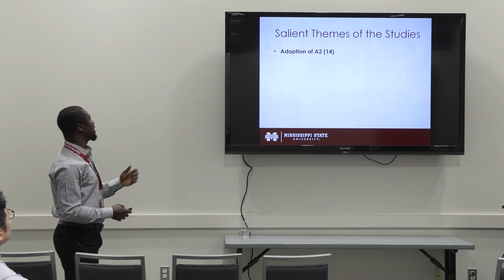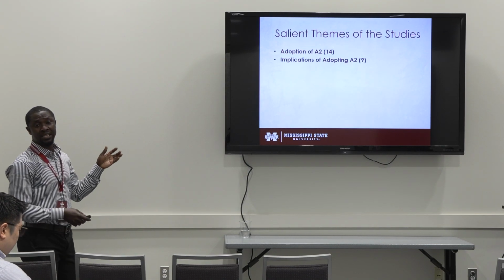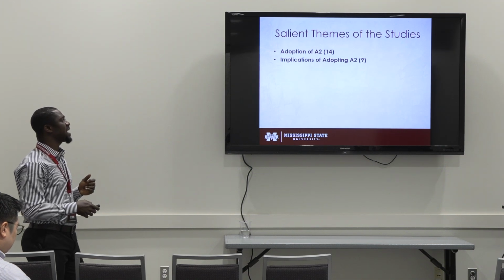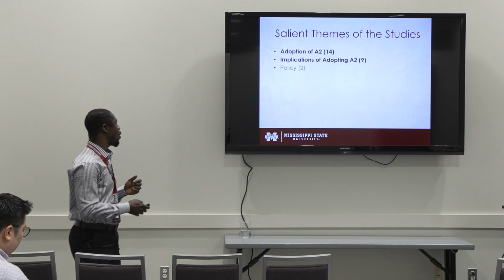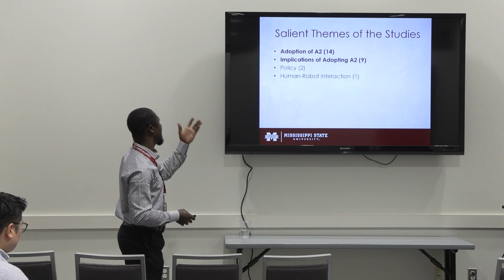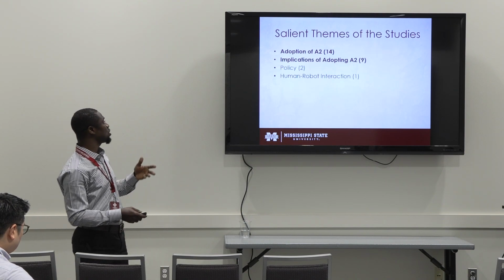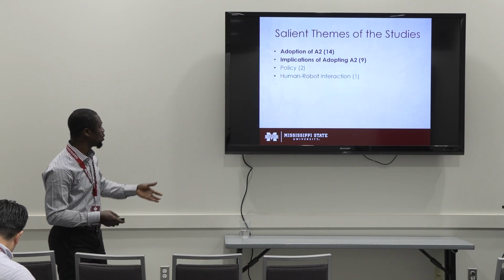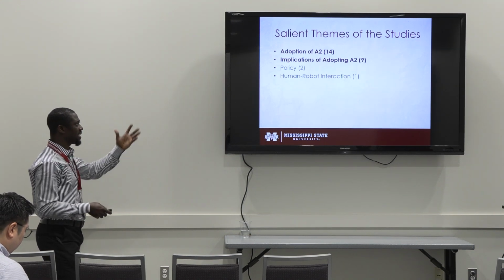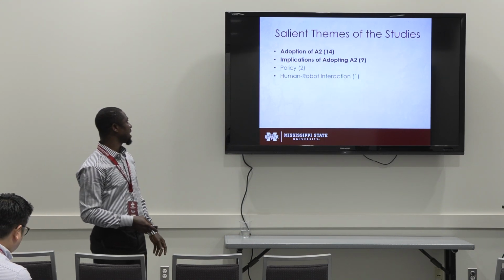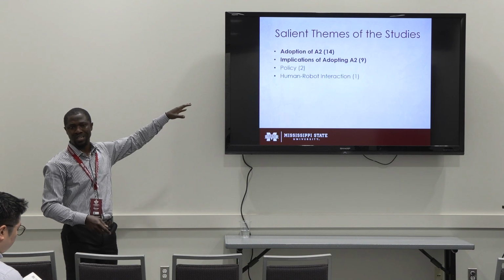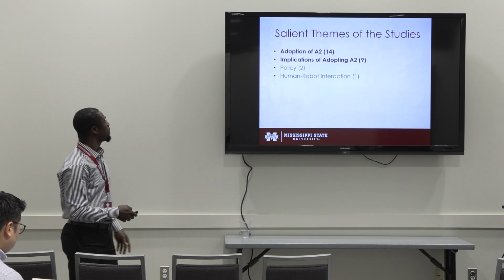So going forward, we classified the salient themes that we found in these studies into 4. The first 2 are adoption of this technology and implications of adoption of autonomous agriculture. Then we have policy, and then studies on human-robot interaction. However, we'll be focusing more on adoption generally today.